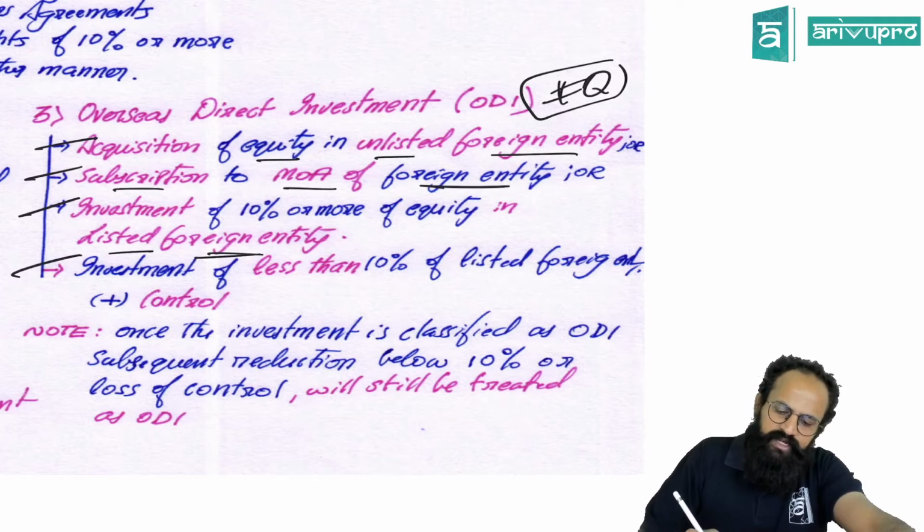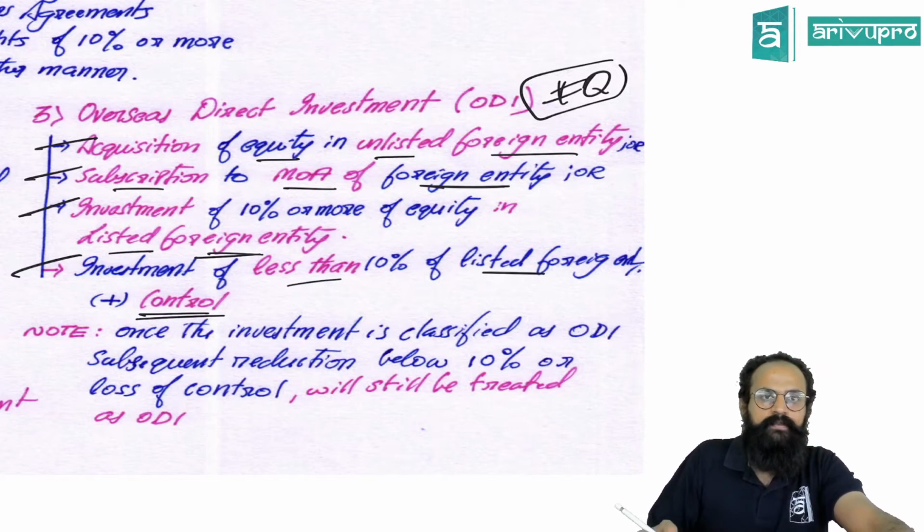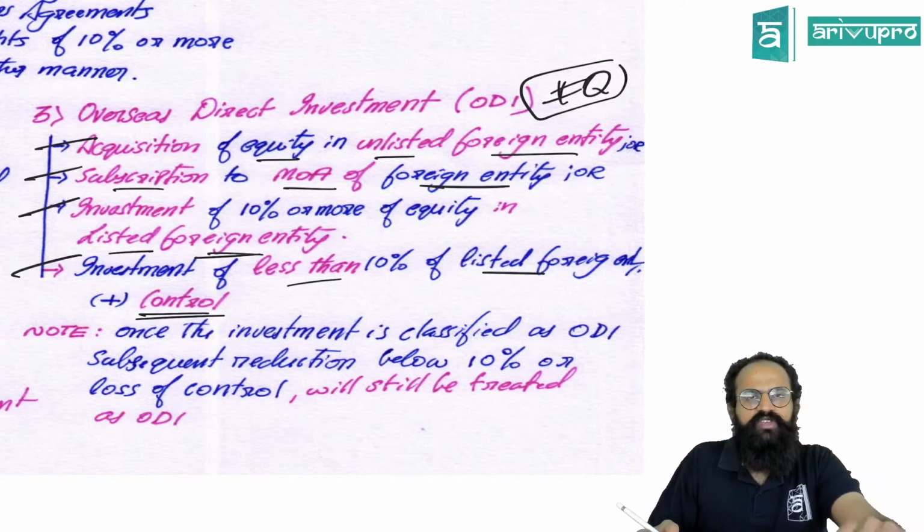Fourth one, investment of less than 10% of a listed foreign entity, but you are having control. So if you are making these four things, it is called ODI. Sir, we didn't understand anything. Don't worry, I'll tell you.